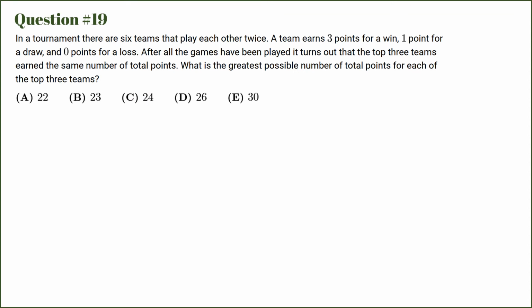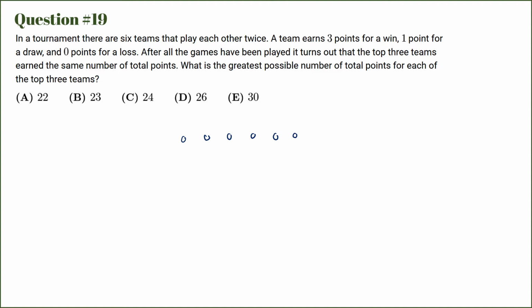Question 19 states, in a tournament there are 6 teams that play each other twice. A team earns 3 points for a win, 1 point for a draw, and 0 points for a loss. After all the games have been played, it turns out that the top 3 teams earned the same number of total points. What is the greatest possible number of total points for each of the top 3 teams?